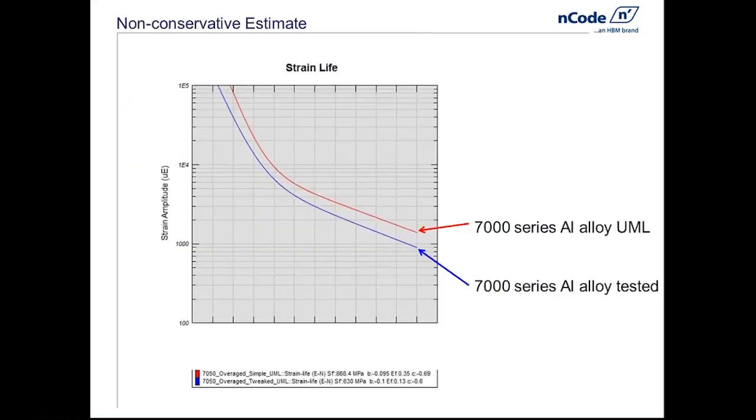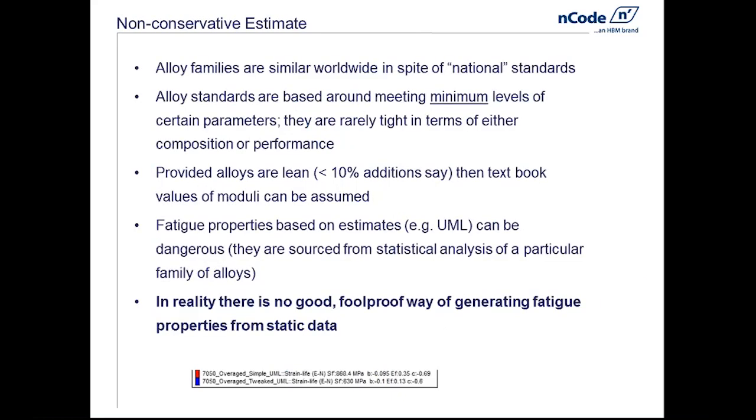Just to drive the message home even further on the UML, or Uniform Materials Law, these two lines, ignoring the legend underneath, represent a material that has the same modulus and the same UTS. One is using the Uniform Materials Law, and the other one is a curve which was actually measured on an alloy. And you can see that the UML is actually non-conservative throughout the life range.